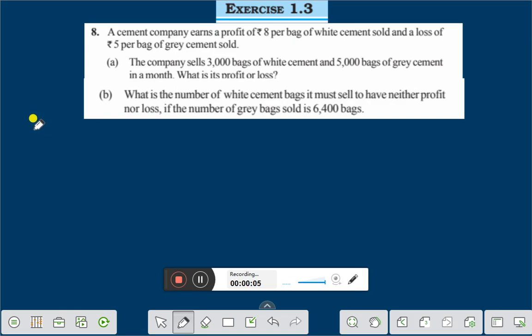Today we shall discuss exercise 1.3 question number 8. A cement company earns a profit of rupees 8 per bag of white cement sold and a loss of rupees 5 per bag of grey cement sold. The company sells 3000 bags of white cement and 5000 bags of grey cement in a month. What is its profit or loss? Let us solve this problem.